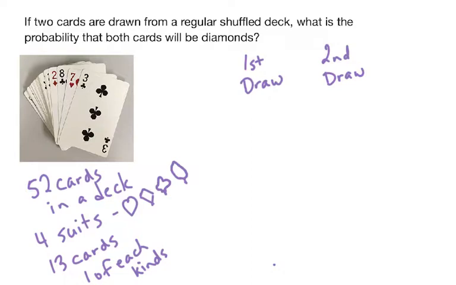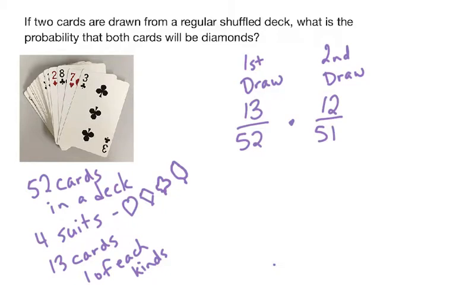Okay, well, we know that there are 13 diamonds in the deck, right? 13 cards in each suit. So 13 diamonds. So that's our numerator. Okay, and there are a total of how many cards in the deck? Good, 52 is our denominator. Now if we take away one of those diamonds, because we drew it the first time, how many diamonds are we going to have left? What's 13 minus 1? Good, it's 12. And we took away a card from our whole deck, so 52 minus 1. Excellent, it's 51. Now we can divide.